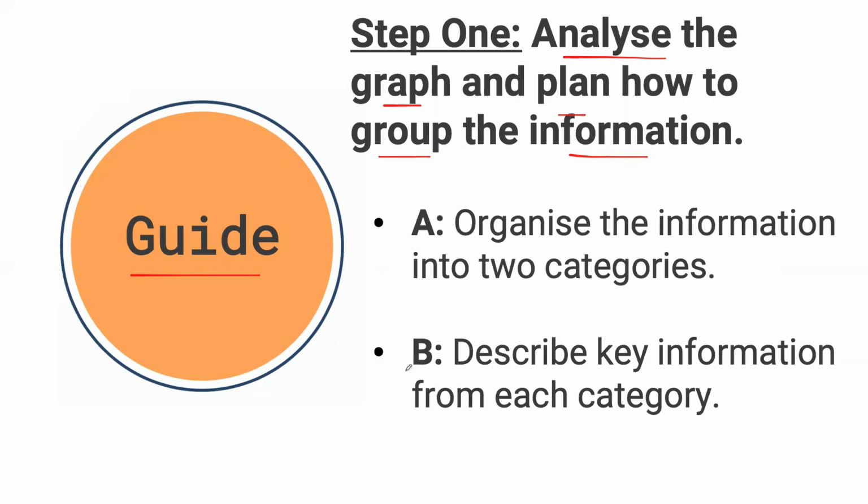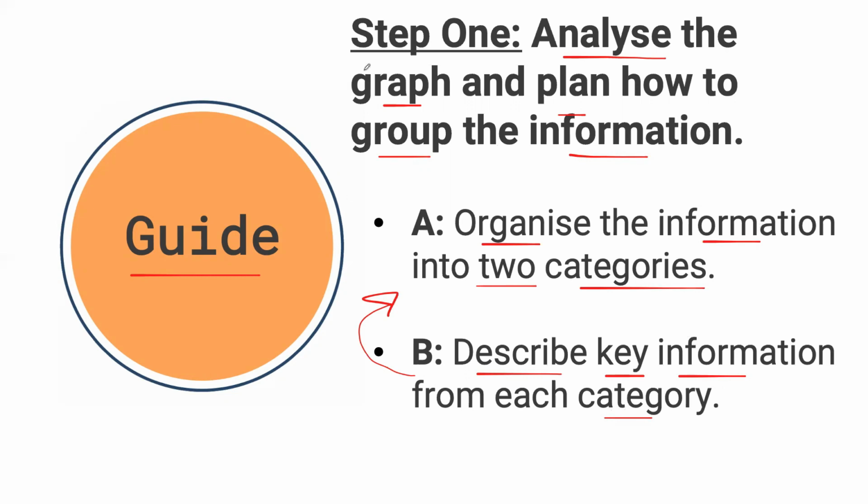So these are two tips that you should keep in mind, and you should be using this when you group the information. The first thing is to organize the information into two categories. Keep it at two because this makes it easier to write. You're going to have two body paragraphs, so you can make your two categories your two main paragraphs in your piece of writing. And then when you are organizing this information, you want to describe the key information from each of these categories. So you want to describe what you have to write before you actually write your essay.